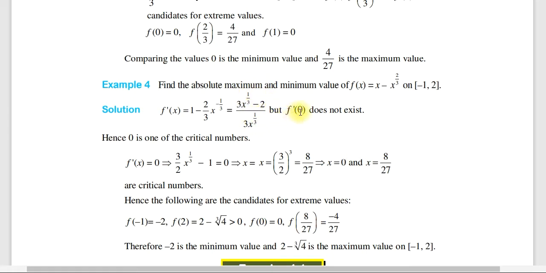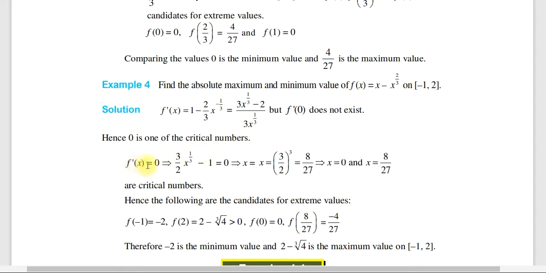But f prime of 0 does not exist, because at 0 the denominator becomes zero, so it does not exist. Hence 0 is one of the critical numbers. A critical number is where the function's derivative is 0 or undefined. So 0 is a critical number.